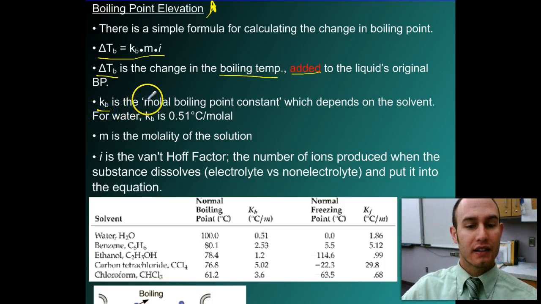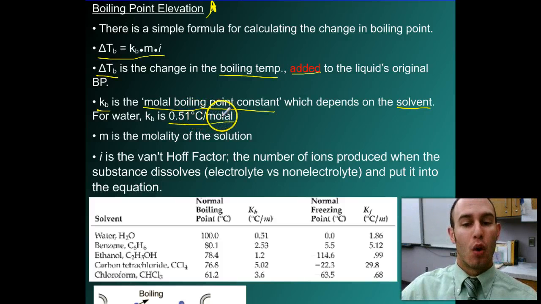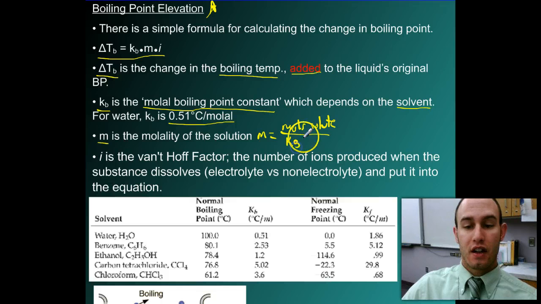KB is a constant. It's the molal boiling point constant. So very important that you have that put in, which depends on the solvent. For water, the KB is always 0.51 degrees Celsius per molal. Little m is the molality of the solution, and remember, molality equals moles of solute divided by the kilograms of solvent. And that's very significant that you know that it's the solvent on the bottom, not the solution.